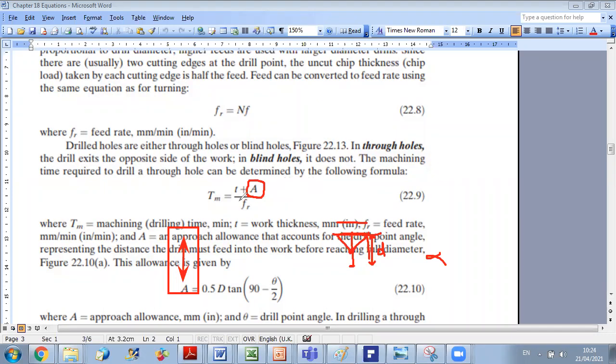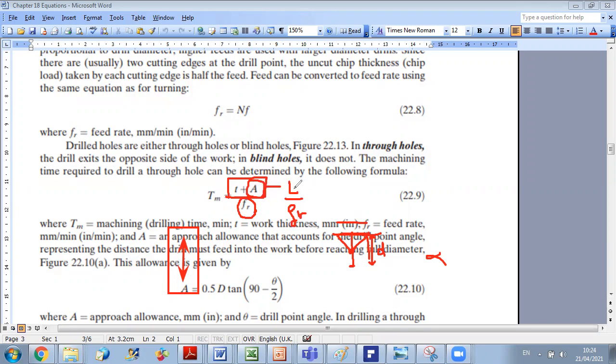In order to determine the machining time, we should determine what is the total length that should be advanced by the drill point over the feed rate, okay? Because you know that the time is equal to a certain length, the total length that we should go over, over the velocity of advancing the tool, which is the feed rate F. So now let us see how to determine the two parts of the length.